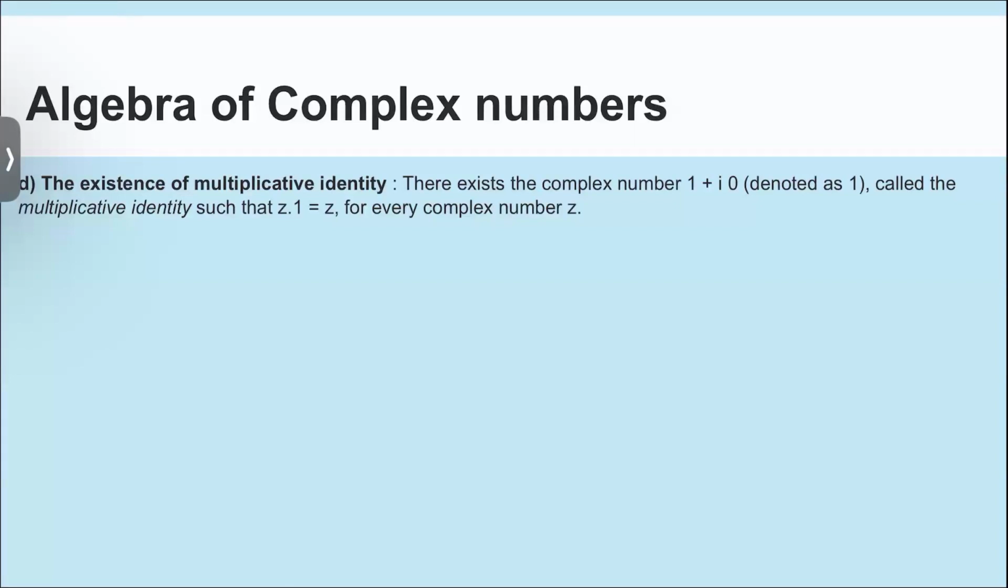Okay, so now we move on to another property, which implies that there exists a multiplicative identity. So there is a term called multiplicative identity. If we have a complex number which is 1, you can write it in terms of the complex number as 1 plus 0i. So this is actually the multiplicative identity.